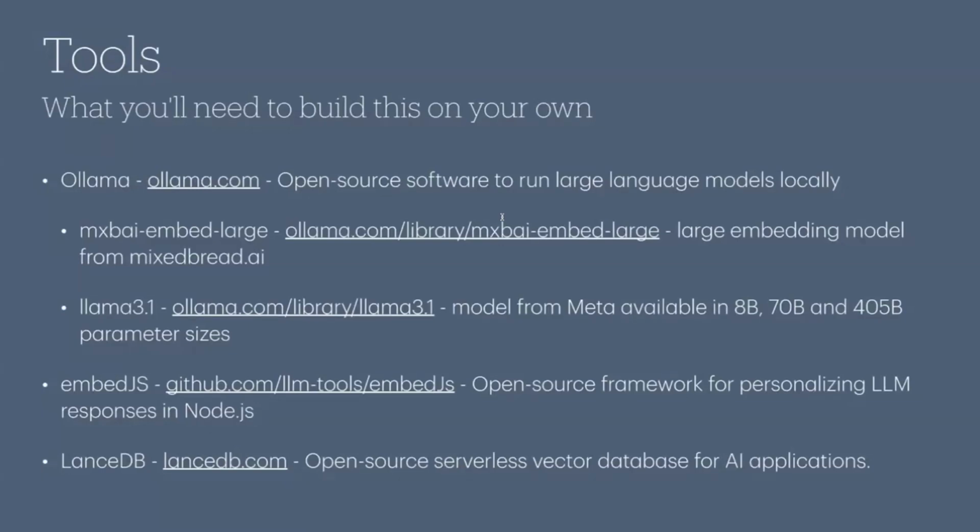It's pretty simple. You install Ollama, and then you pull the models from their library. The ones that I've been using for this were Llama 3.1, which is the model from Meta, available in 8, 70, or 405 billion parameter sizes, and mxbai-embed-large, which is the embedding model. Basically, you can get those right from Ollama itself. It's pretty easy to set up, so go check that out.